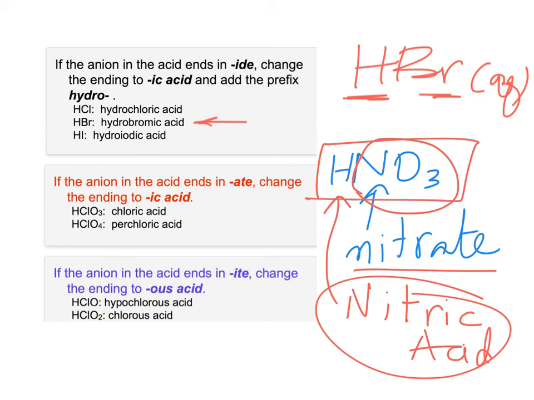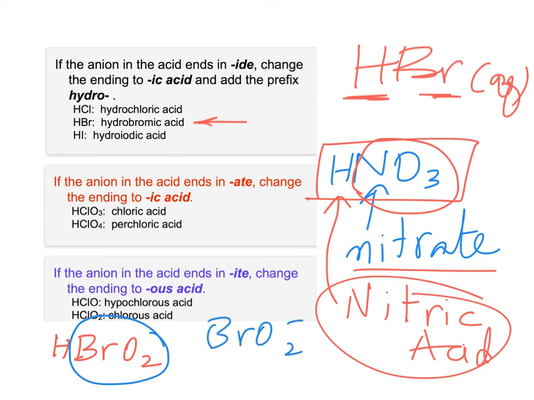Likewise, if you have an anion of the acid ending with ite, it becomes ous. So chlorite becomes chlorous acid. For example, how about this one here, HBrO2? In this case, you look at the anion, BrO2 minus, which is bromite, and so the ite becomes ous. This will be called bromous acid.